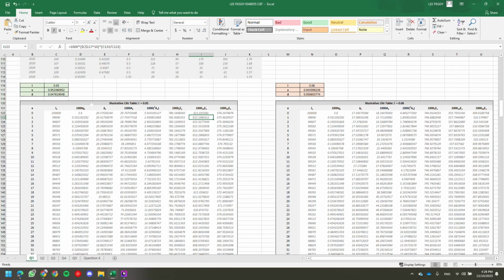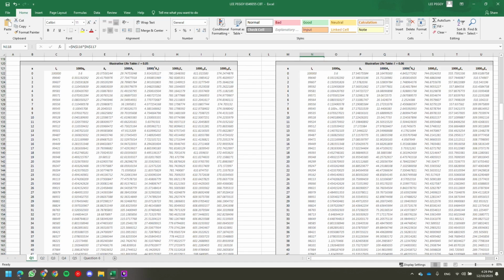So with this, we have completed the first requirement, which is to calculate the illustrative life table. And for i equal to 6%, we have the similar method to calculate all the values, just that we have to change the i, which changes the values of v and d consequently.